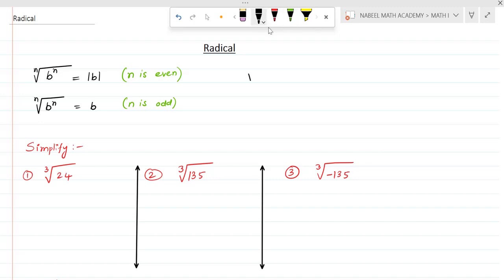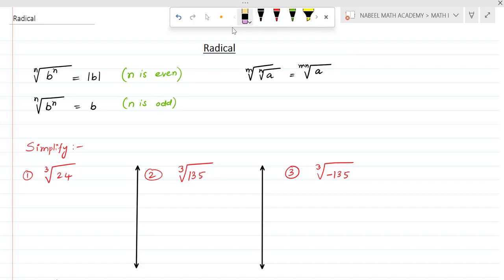And we will have a property of the radicals. If you have two radicals, the mth root of the nth root of a, it is equal to the mnth root of a. So you can apply this as a radical property.